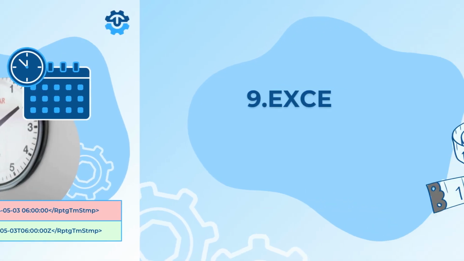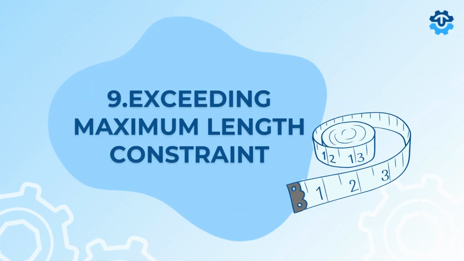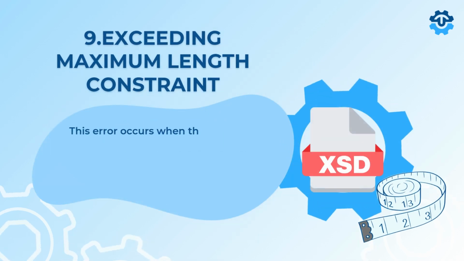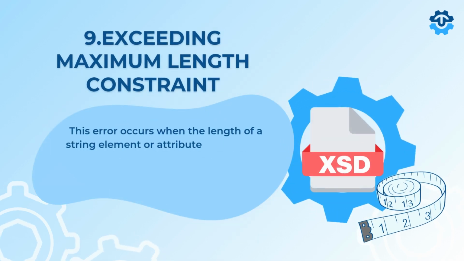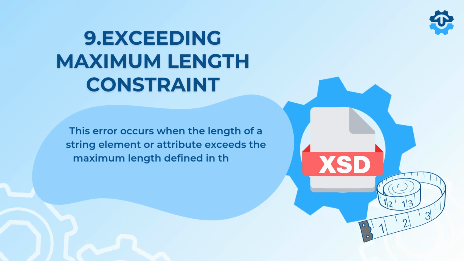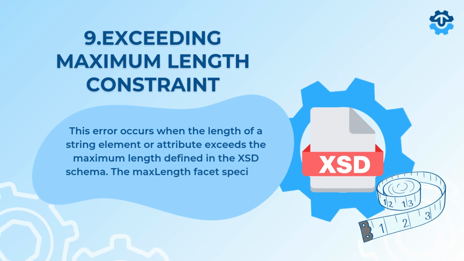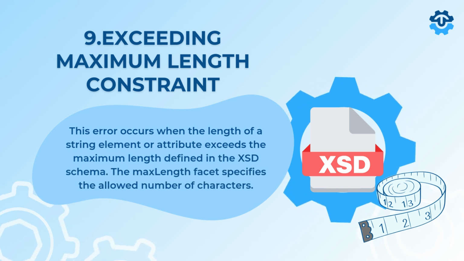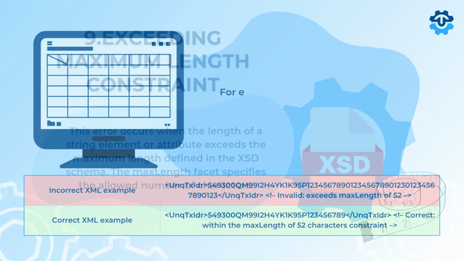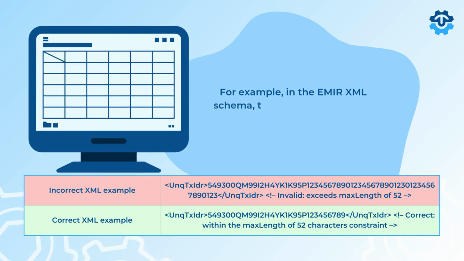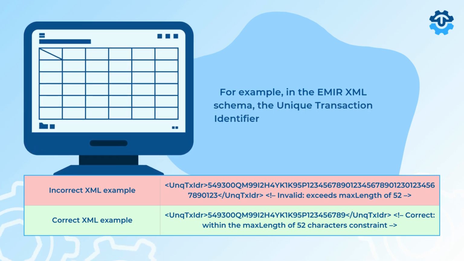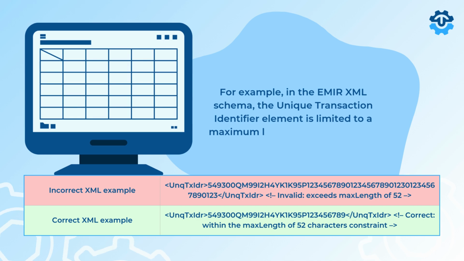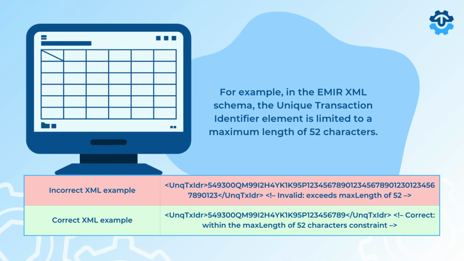Error 9. Exceeding maximum length constraint. This error occurs when the length of a string element or attribute exceeds the maximum length defined in the XSD schema. The maxLength facet specifies the allowed number of characters. For example, in the EMIR XML schema, the unique transaction identifier element is limited to a maximum length of 52 characters.